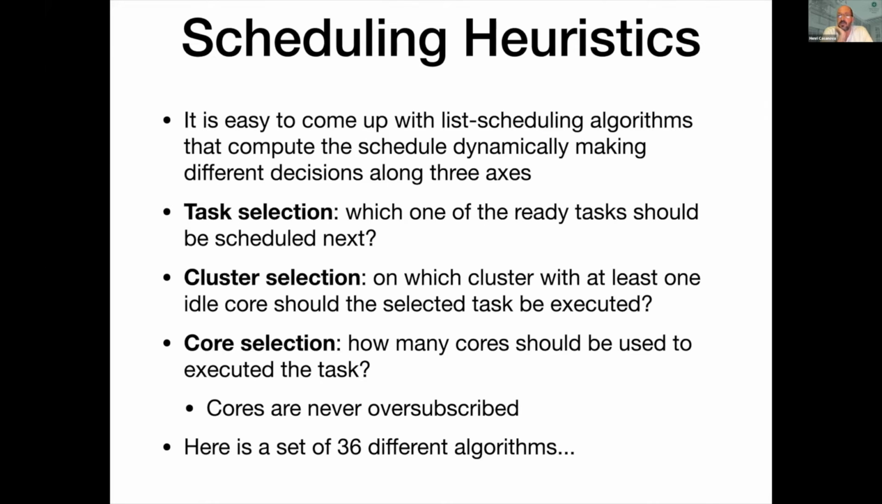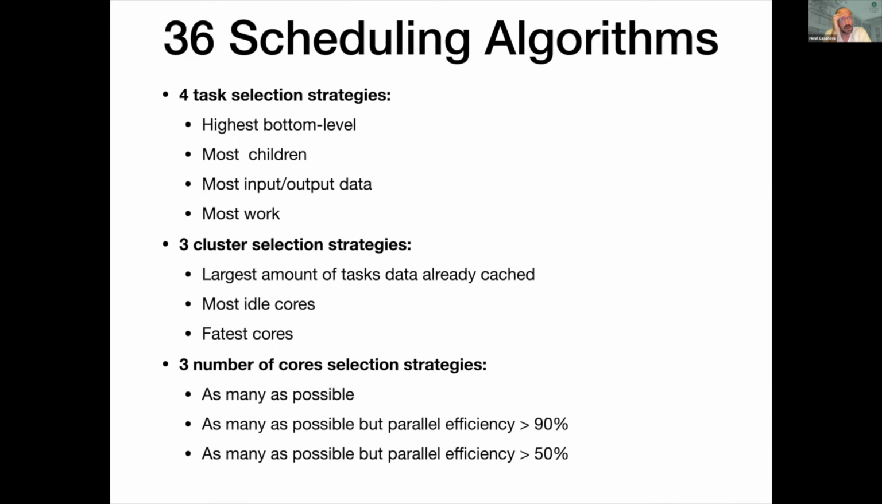Now, it's very easy to come up with a bunch of list scheduling heuristics to try to compute a solution to that scheduling problem, right? And there are three axes of decision: task selection, cluster selection, and core selection. So which task do we schedule next? On which cluster do we put it? And how many cores do we give it? And so here are, for instance, 36 algorithms, which is the Cartesian product of 4 choices for task selection, 3 for cluster selection, and 3 for core selection.